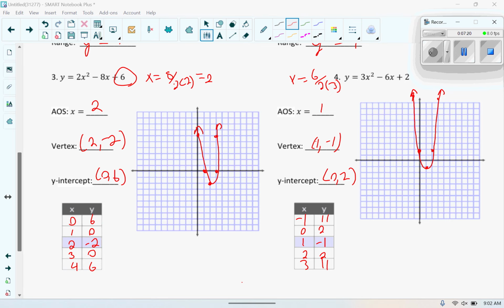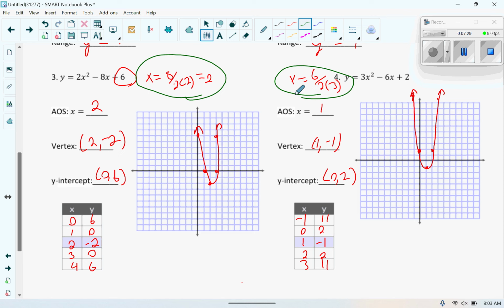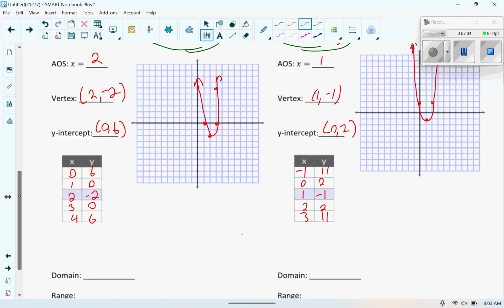Okay, so if you'll take notice, this is my work for questions 3 and 4. Notice every single time you can't get by without doing that to finish up the problem. I haven't done the domain and range, so again, don't forget the domain is just the set of all reals, and your range is going to be y is greater than or equal to, in both cases because they're going up, and then I'm going to use that negative 2 here, and the negative 1 here.